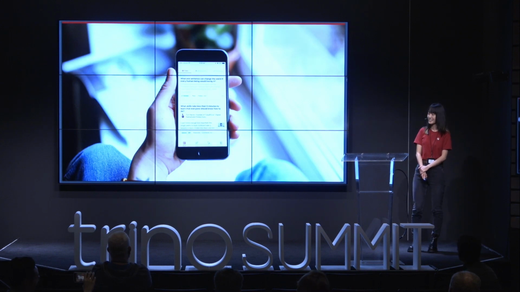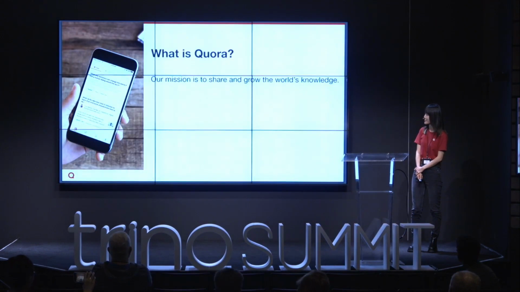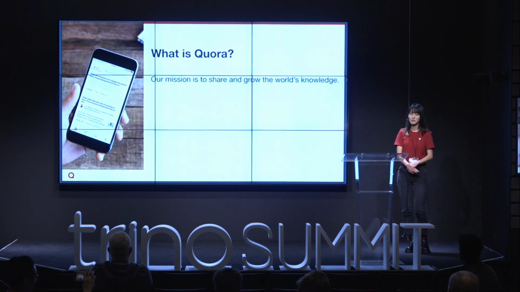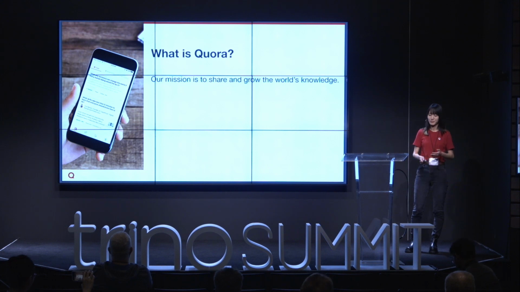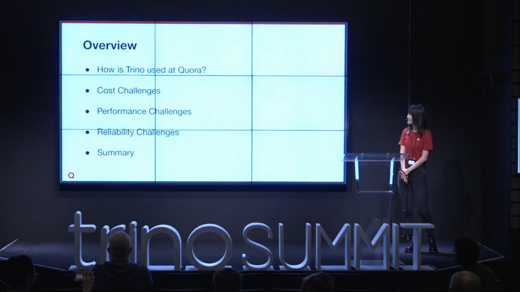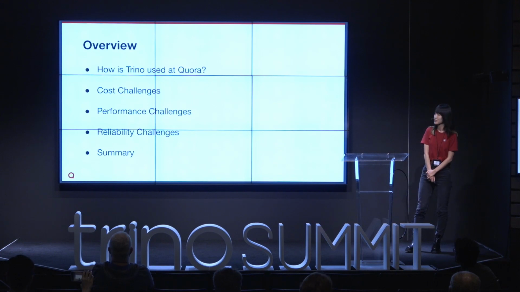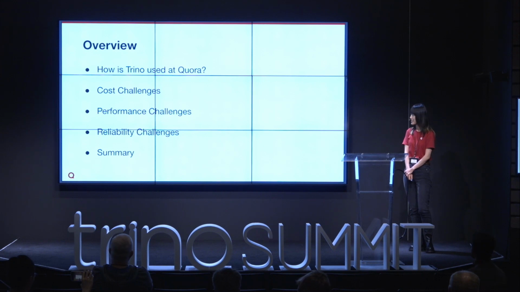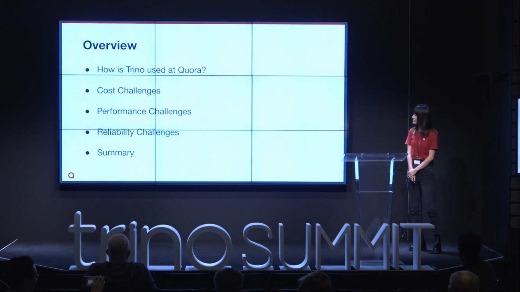Before we start, I just want to briefly introduce Quora. What is Quora? Our mission is to share and grow the world's knowledge, and we do this through a question-answer platform. On this platform, users can share knowledge by answering questions and gain knowledge by reading the answers. Overview: I'm going to cover 5 sections in this talk. How Trino is used at Quora, cost challenges, performance challenges, reliability challenges, and a summary at the end.